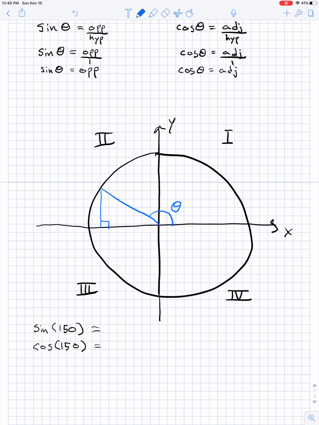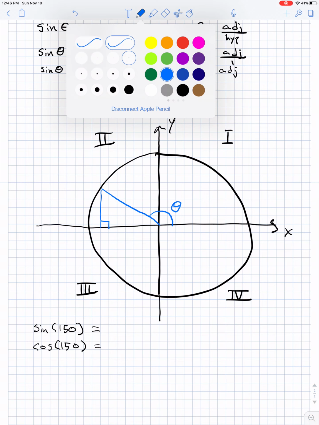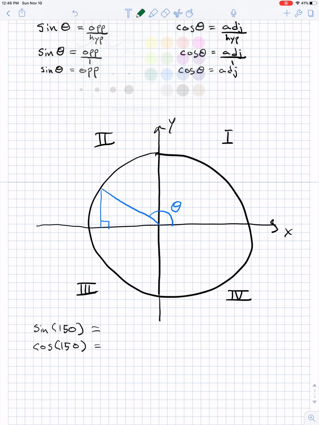Okay, but what we want to do now is find what's called the reference angle. And the reference angle is always the closest angle to the x-axis. So the closest angle in our triangle to the x-axis is this one here. I'll use phi so we don't get it confused. That's what's called our reference angle, okay? And that's the angle we're going to work with.